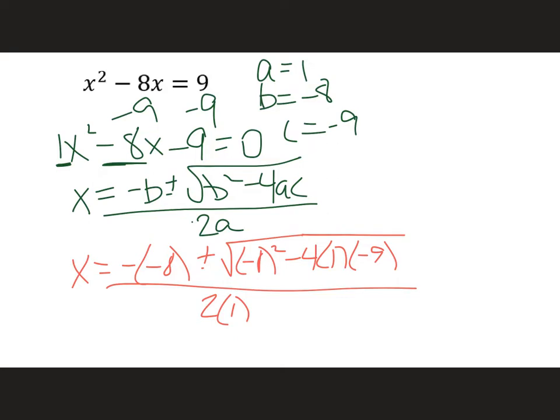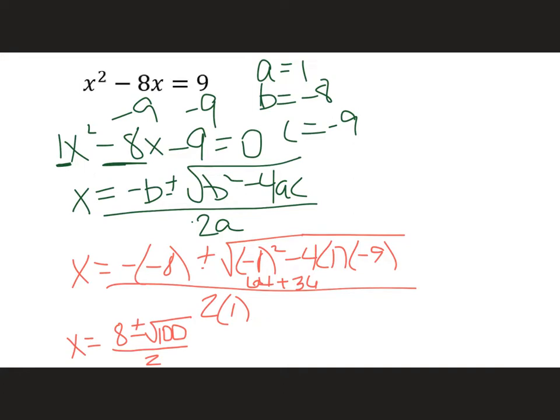At this point, we would go about simplifying inside the radical and cleaning anything else up that we can. So we would have x equals negative 8 is just going to be positive 8. And then plus or minus the square root of, this would be 64, actually plus, because negative 4 times negative 9 would be positive, so plus 36. So this would be the square root of 100 over 2.